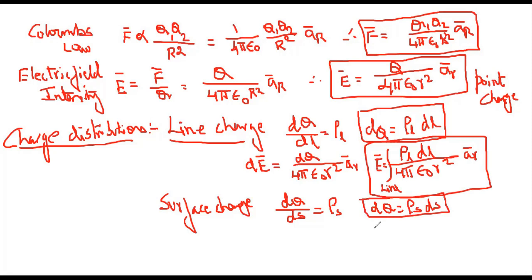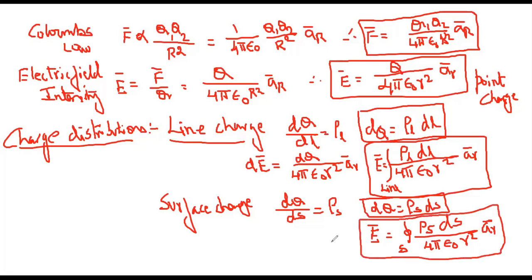Directly I am writing here, in this equation, dE bar is equal to dq. The dq in terms of rho s and ds gives a surface integral, rho s ds by 4 pi epsilon naught R square into AR bar. This is the surface charge and the line charge.